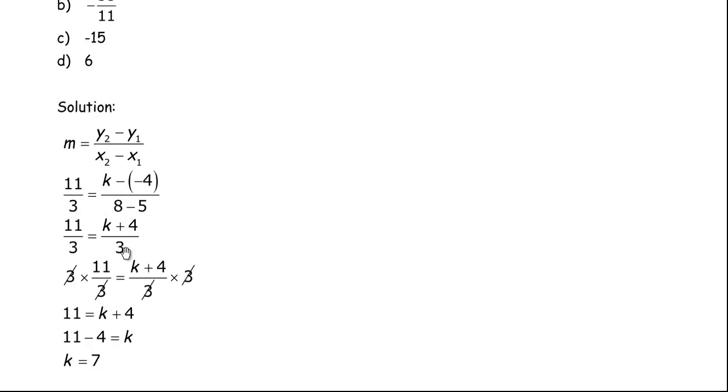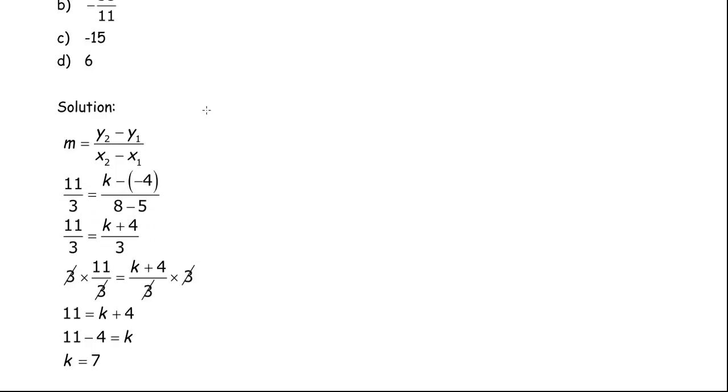Now, a couple ways you can get rid of the 3's here. Number one, you could say, oh, they're both over 3. So if they're both over 3, then this numerator must equal this numerator. So 11 equals k plus 4. Now, if you didn't notice that the two denominators were the same, here's a more normal way to do this.